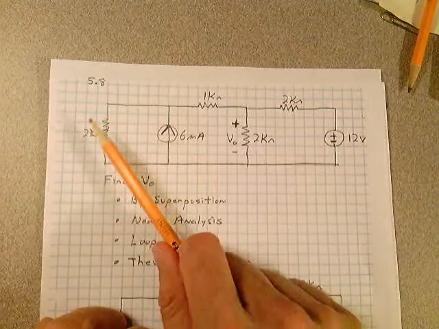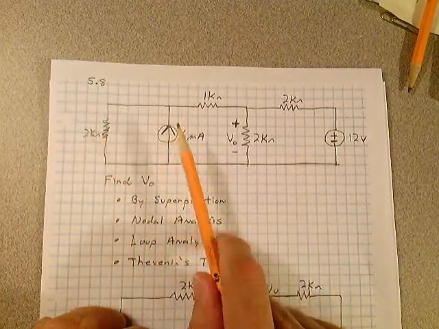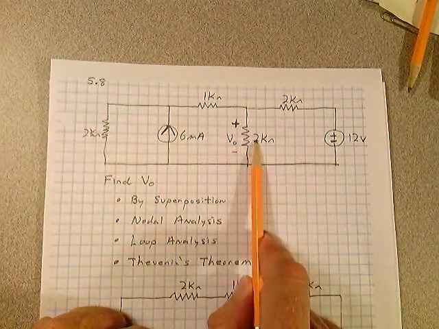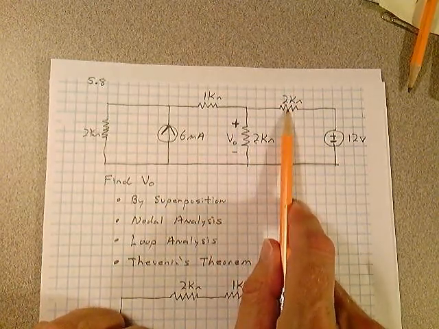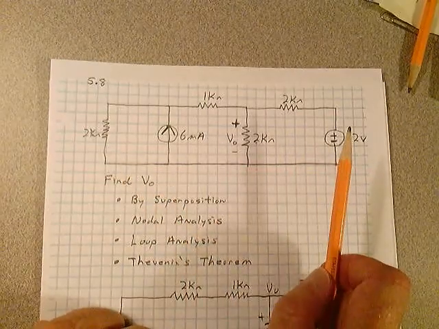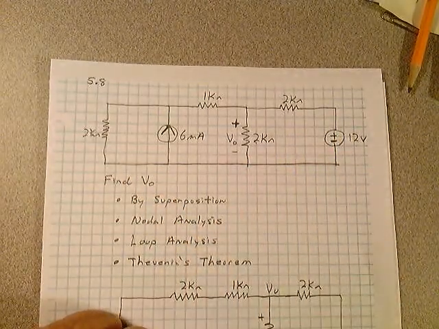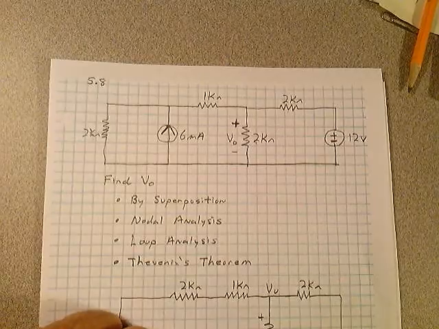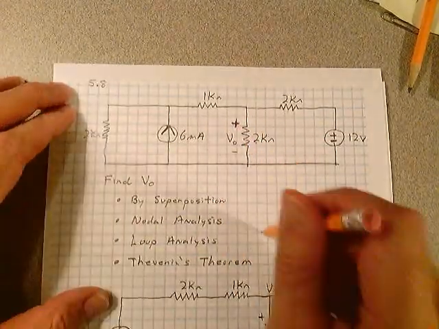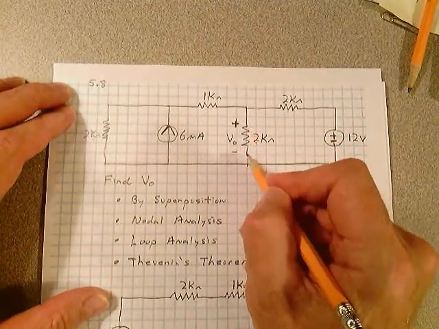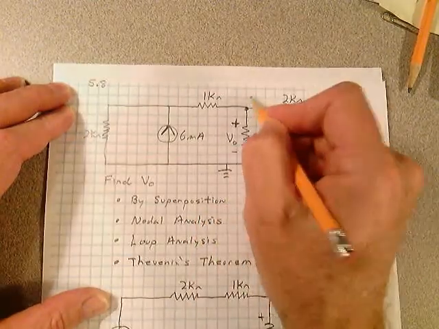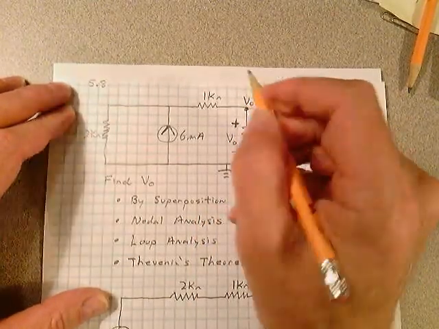And notice it's a 2K ohm resistor in parallel with a 6 milliamp current source. There's a 1K resistor, 2K resistor, another 2K resistor here in series with a 12 volt source. No dependent sources. So you don't have to worry about any other considerations other than just trying to find the value of V out, which is essentially the voltage across this resistor, that point right there. If this is a ground reference, V out is right there. They want you to find V out.